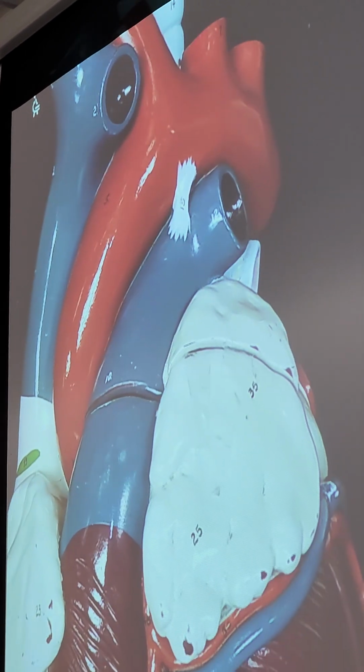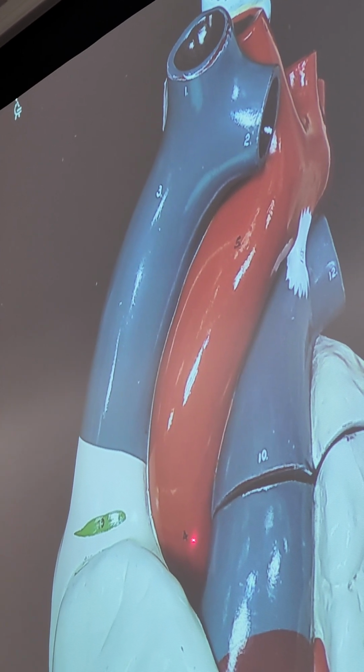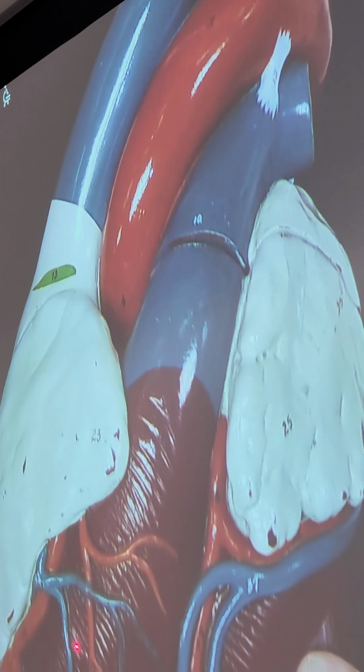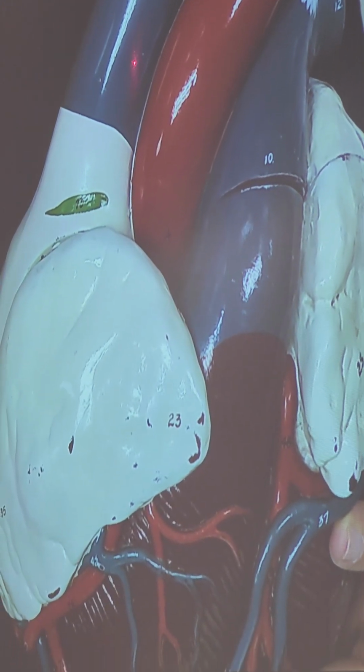Of course, next to the arch, ascending aorta and arch of aorta, this is superior vena cava, then this is right atrium. And if I switch this backwards here, I should see opening of inferior vena cava. This is opening of inferior vena cava. All of that is right atrium, taking me up to superior vena cava.